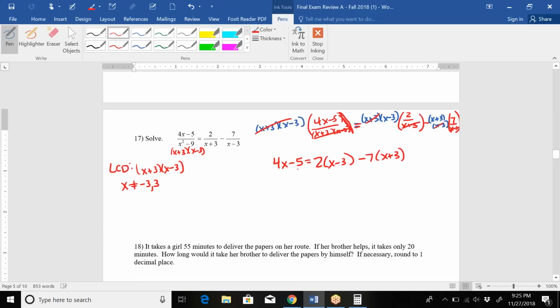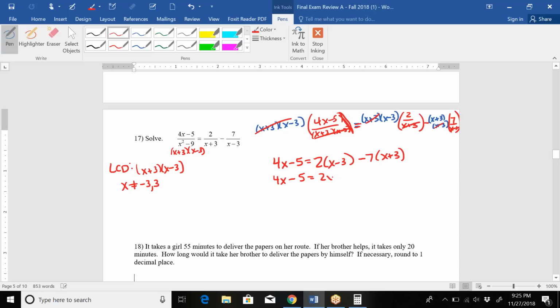You do need to realize this is not an equivalent equation to the original. This is an equation that could have some extraneous solutions because we have cleared those denominators out, which means we've kind of ignored these restricted values. As long as we check at the end, though, to make sure neither one of these is the answer, we will be okay. So then we do 4x minus 5 equals 2x minus 6.